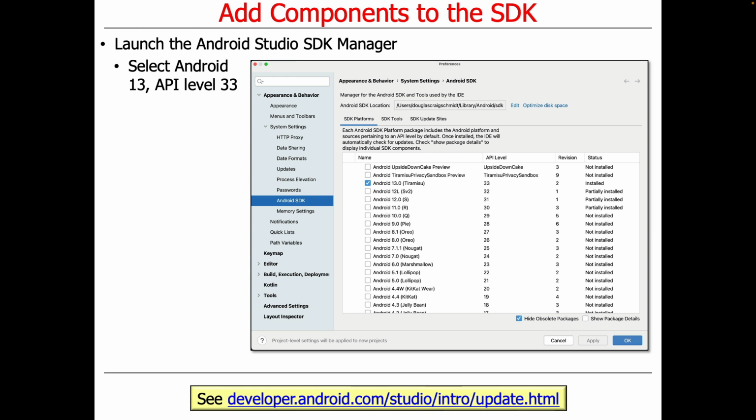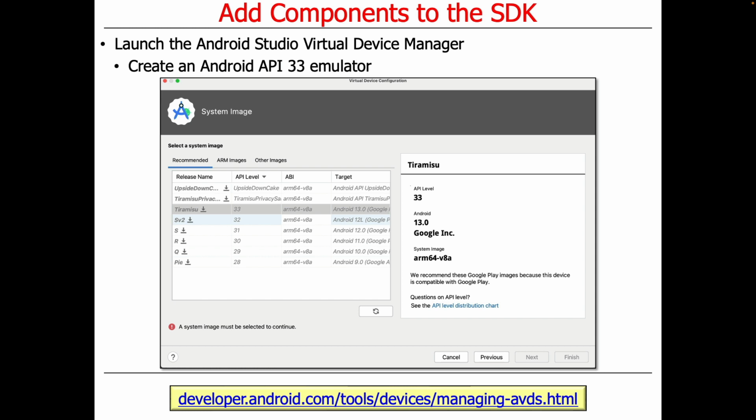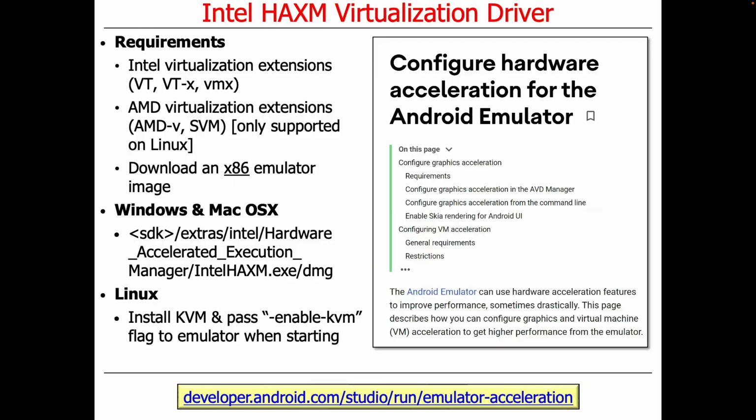Then you go into the Android Studio SDK Manager, and you select Android 13, API level 33, which is Tiramisu. Then you want to create an Android 33 emulator. If you're very fortunate and you have a brand new Android phone that supports API 33, which you may or may not have, you can use that too, but the emulator is probably good enough, and it works fairly well. So select that and choose 33.